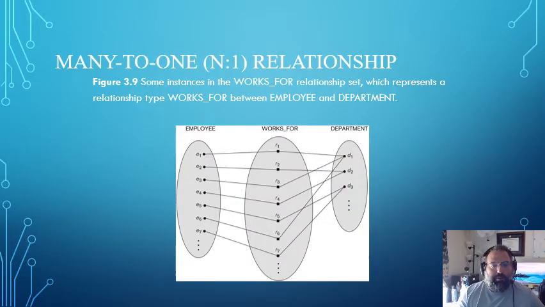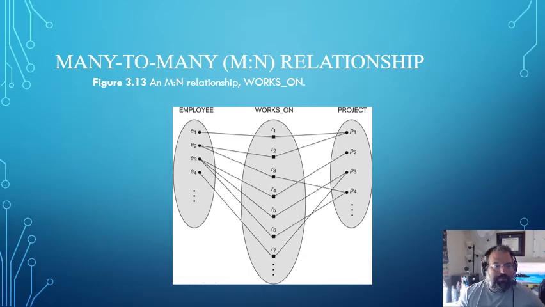Many-to-one relationships are as follows. Figure 3.9 shows some instances in the works for relationship set, which represents the works for relationship between employee and department. So many employees work for one department. Many-to-many: an employee works on many projects, and a project has many employees working on it.